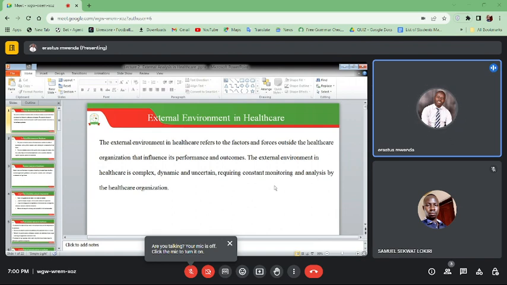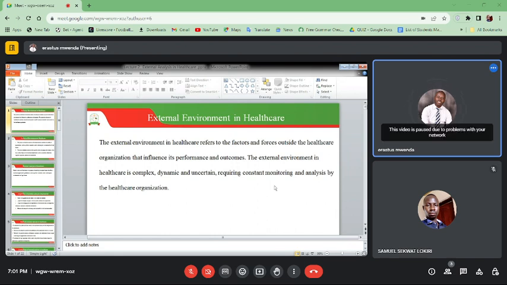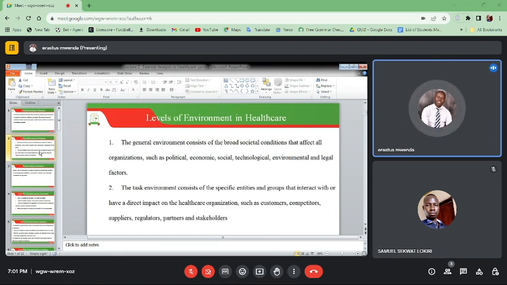By the study of this environment, we will now be able to understand how we can organize ourselves as healthcare organizations and how we can deal with this environment, as healthcare organizations.